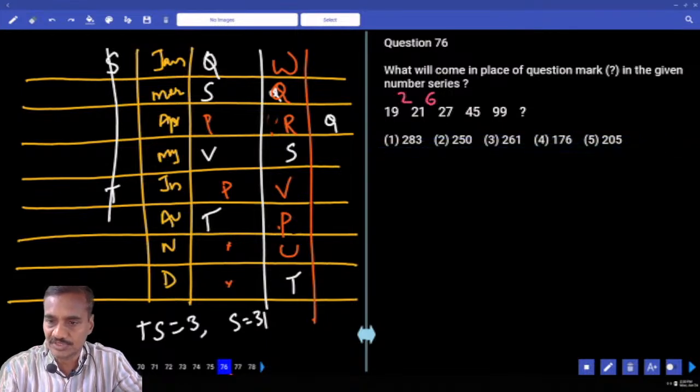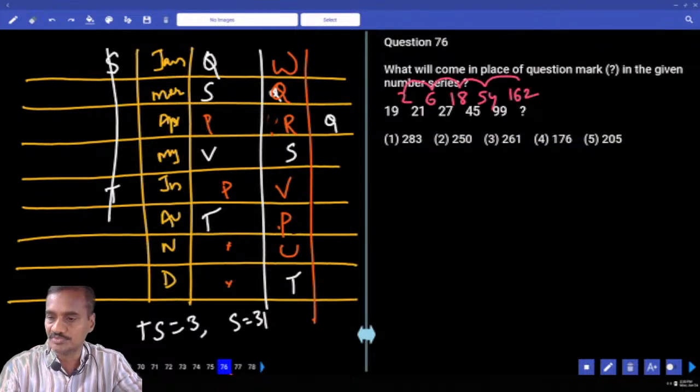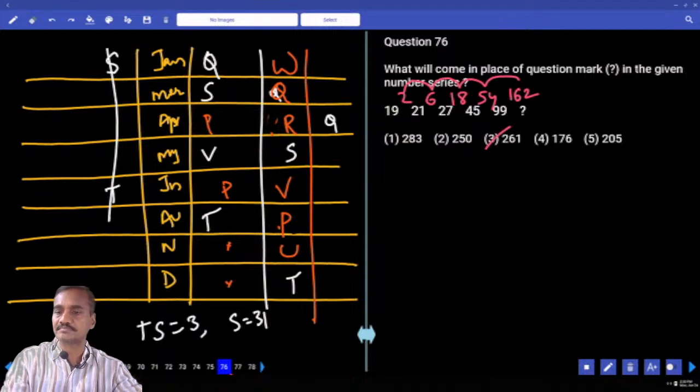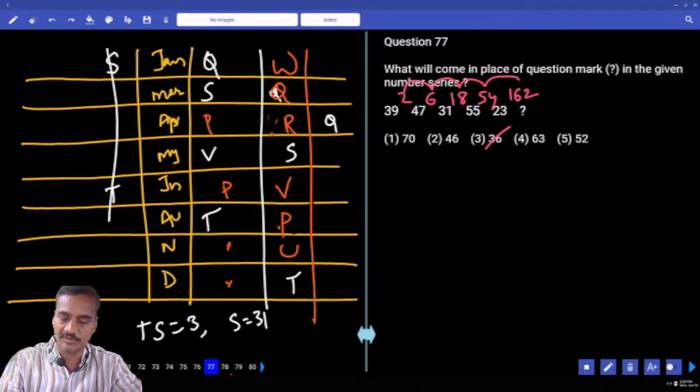2. Next one is 6. Next one is 18. Next one is 54. 2 into 3, 6. Into 3, 18. Into 3, 54. 54 into 3, 162. So the answer is 162, choice 3. In 76, the difference between the numbers is a multiple of 3.